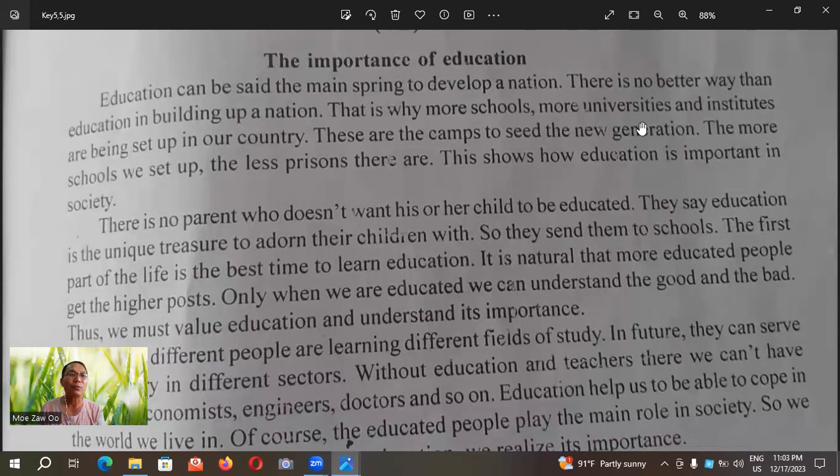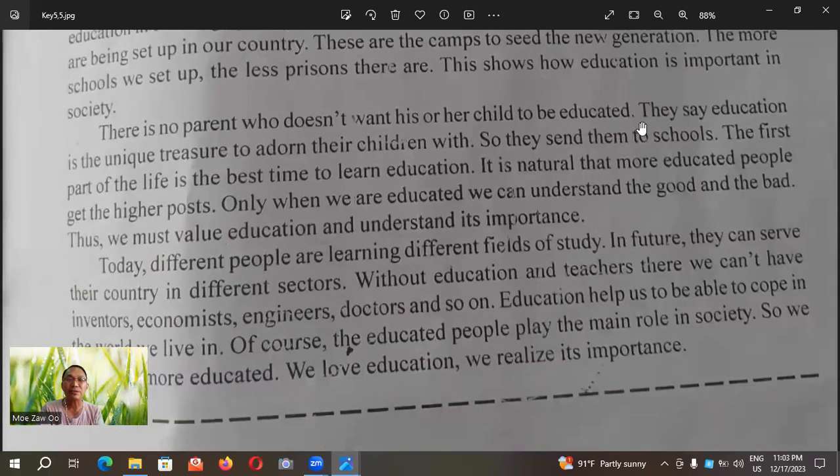The more schools we set up, the fewer prisons there are. This shows how important education is in society. There is no parent who doesn't want his or her child to be educated. They say education is the unique treasure to adorn their children's world. So they send them to school.